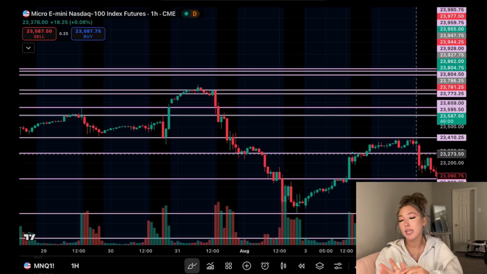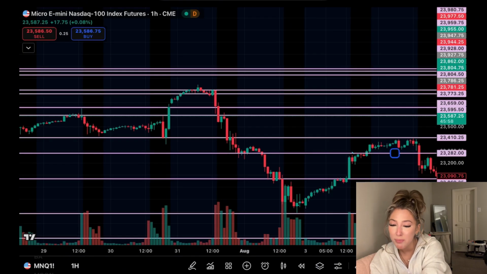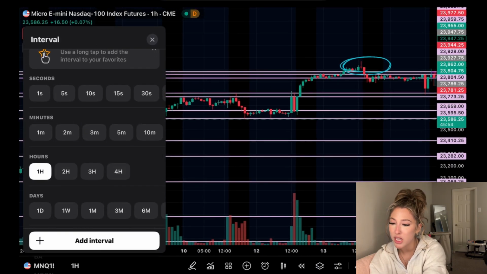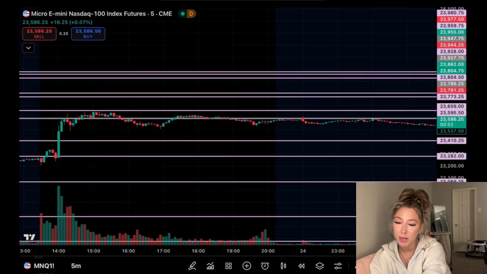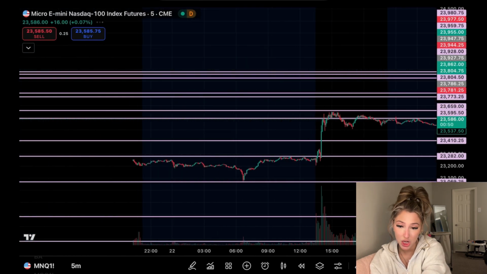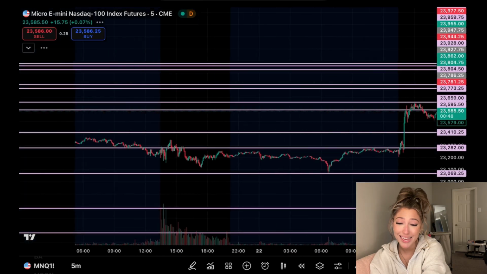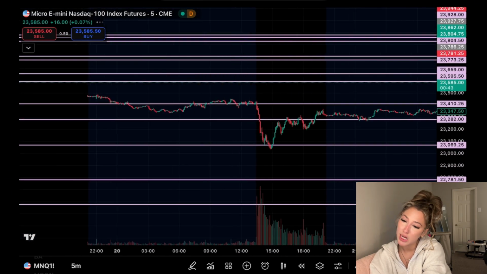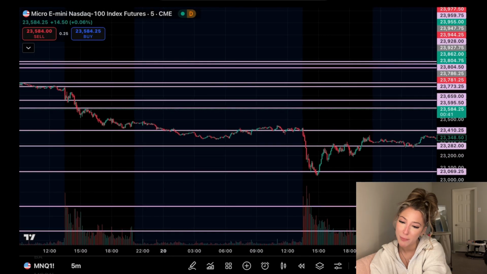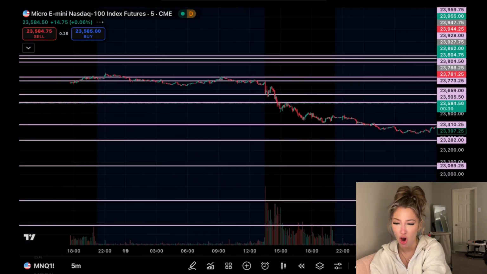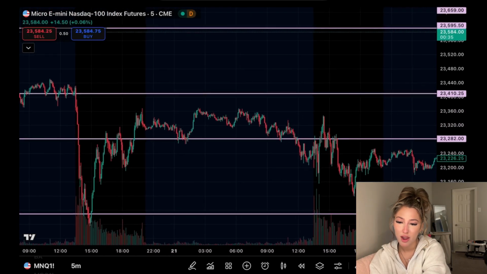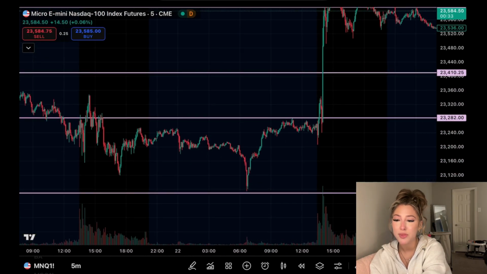Okay. What is next? Let's look at what manipulation is. Let's go to the 5-minute chart. Whenever I say manipulation, basically it's a move that is reversed. So let's look at London session. Let's look for manipulation into reversal. That's consolidation. This is manipulation.